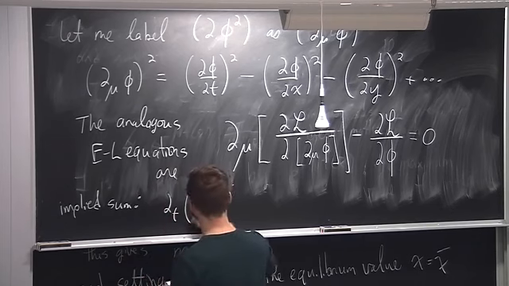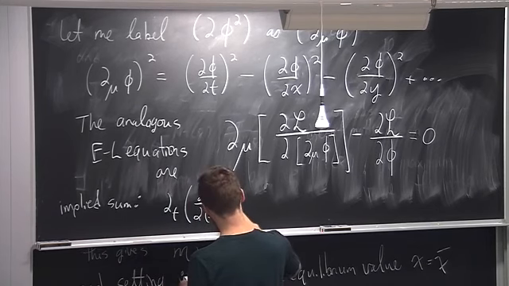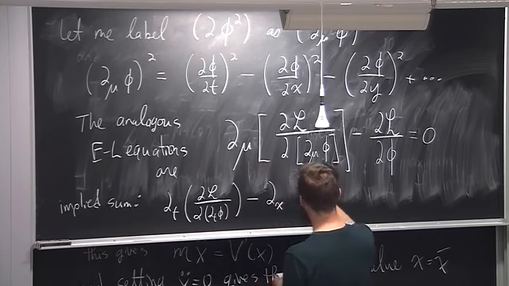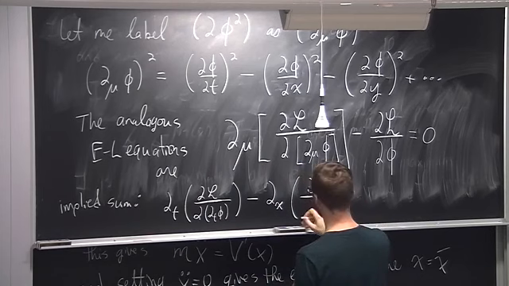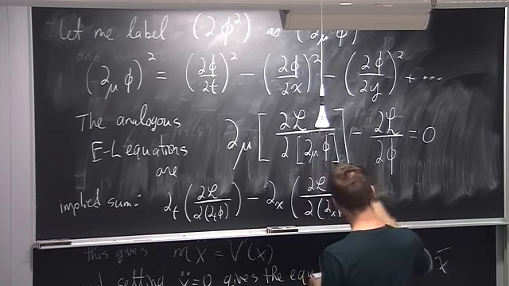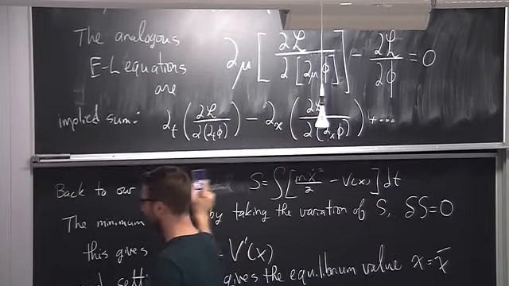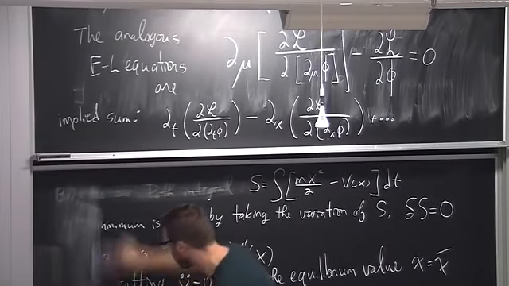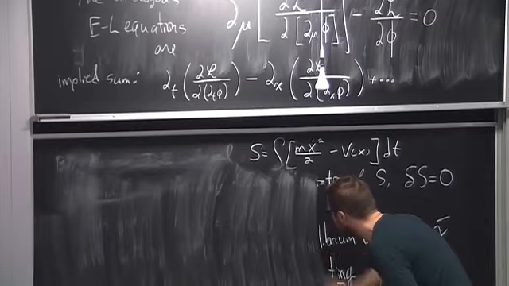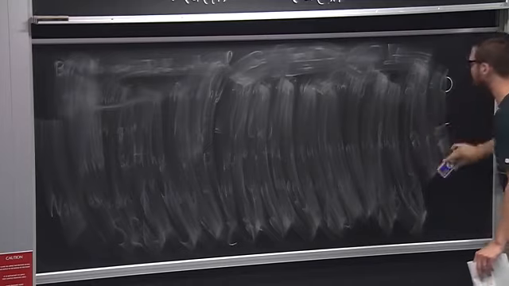So you have a time piece, derivative of the Lagrangian with respect to the time derivative of the field. And then you have the first coordinate x, derivative with respect to the x derivative of the field, and so on. Okay, so if you handle that term properly, then your Euler-Lagrange equations give you a very simple expression.